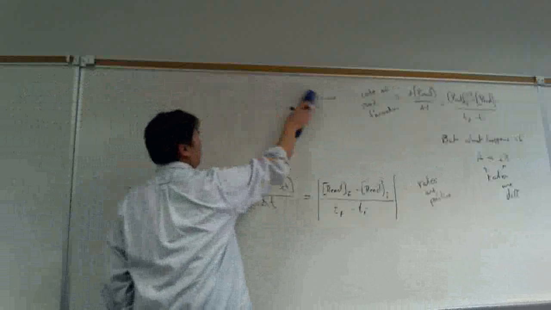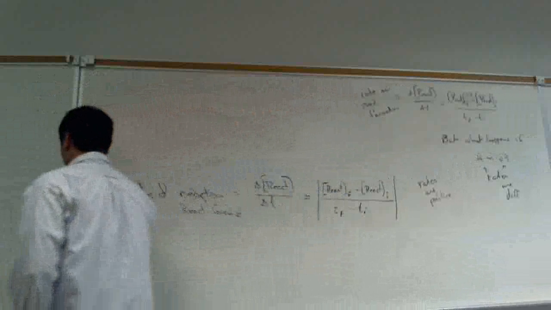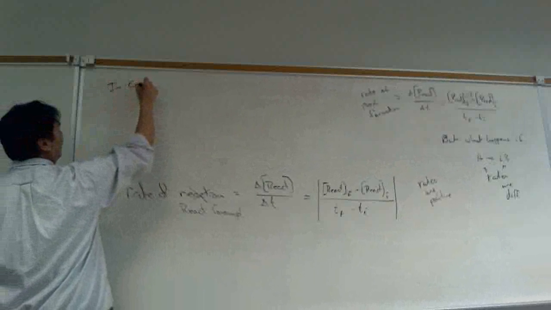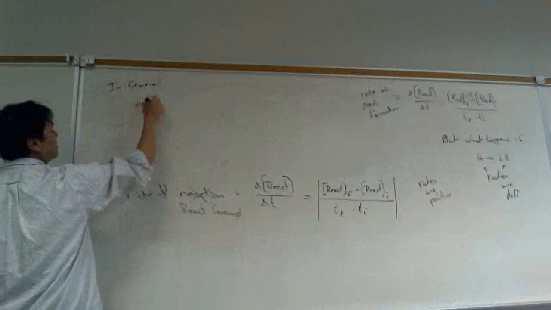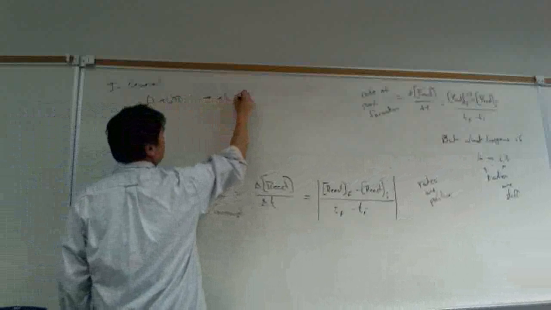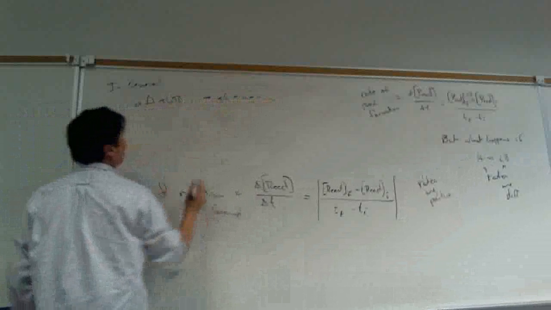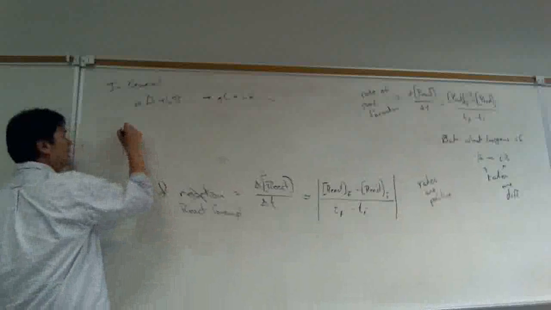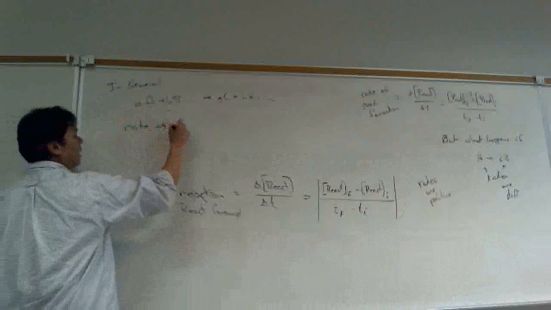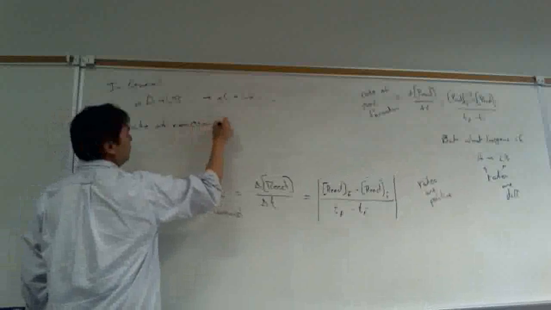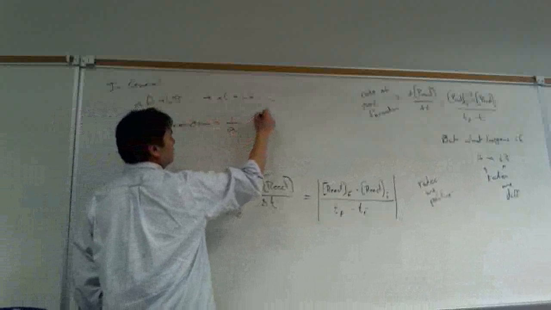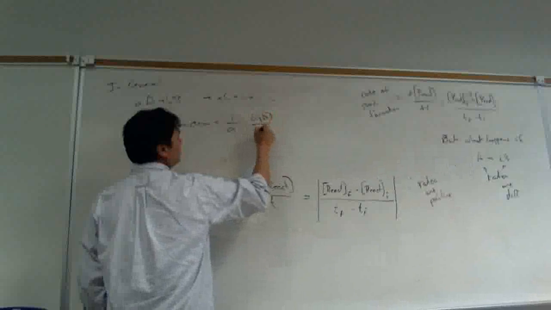So what we're going to do for generic, in general, we'll have a reaction aA plus bB plus dot dot dot goes to gG plus hH plus dot dot dot. We're going to have a general normalized rate of reaction. So the rate of reaction will equal this. It's going to be 1 over little a times delta A over delta T.